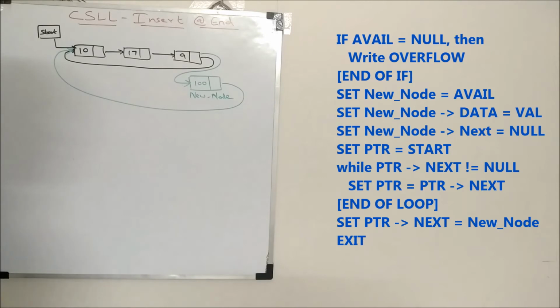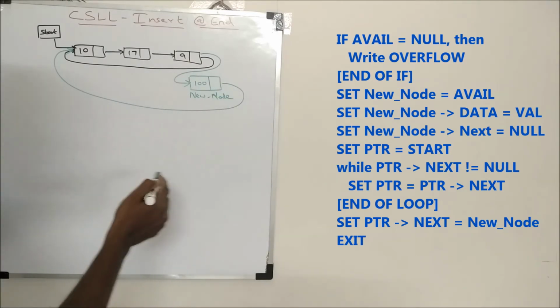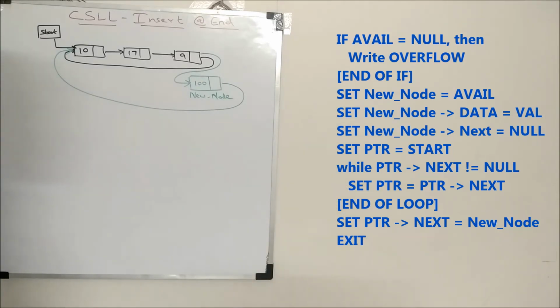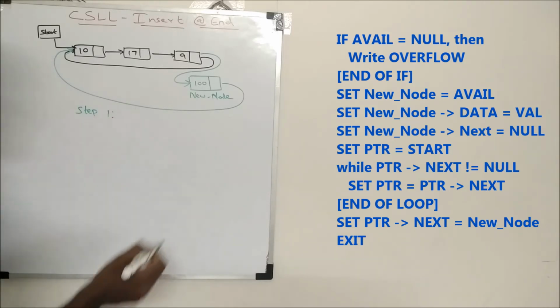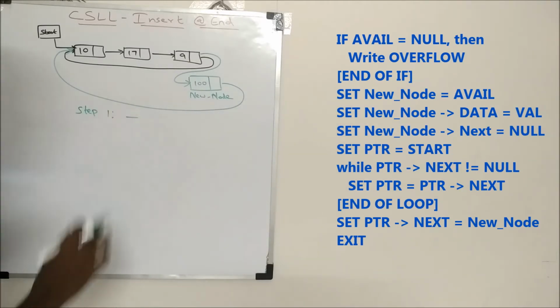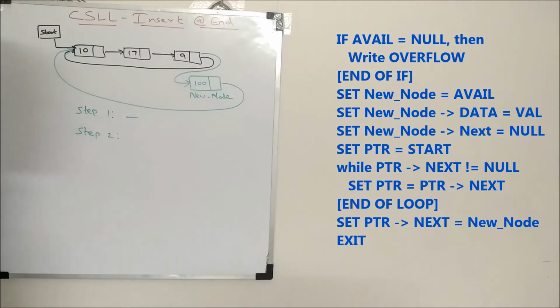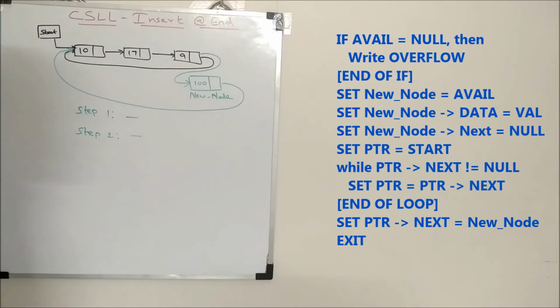On the right hand side there is the algorithm of insertion at the end of a singly linked list. So what are all the changes we have to make to the existing singly linked list algorithm for creating a circularly singly linked list algorithm? Step 1 is the same as in the singly linked list, because it is just for checking the overflow condition. And step 2, what is in the singly linked list? Set new node is equal to avail. That is also the same, because it is for allocating memory.